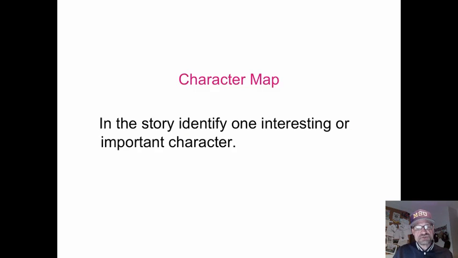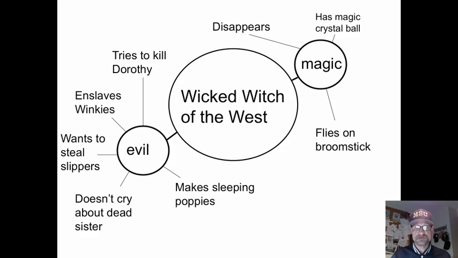Character map. In the story, identify one interesting or important character. You could also say, from your life, identify one interesting or important character. There's the character, 2 adjectives or descriptors, and things that personify that adjective or descriptor. Again, story character, 2 adjectives, descriptors, and events or things that personify that adjective.